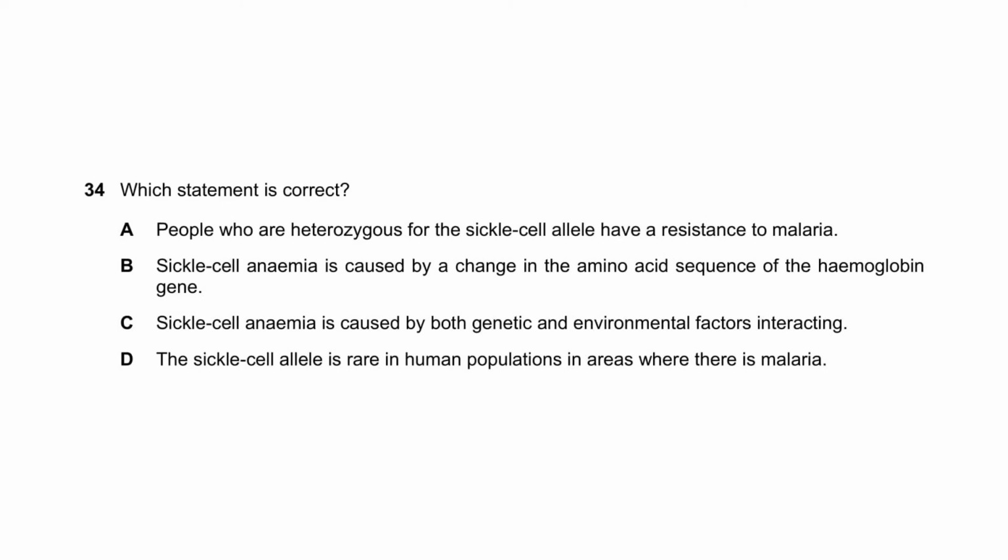Question 34 says which statement is correct? People who are heterozygous for the sickle cell allele have resistance to malaria. This is true because having even one copy of the gene provides resistance to malaria. Sickle cell anemia is caused by a change in the amino acid sequence. This is wrong because it's a change in the DNA sequence, which then causes a change in the amino acid sequence. Sickle cell anemia is caused by both genetic and environmental factors interacting. This is wrong because it's only genetic, based on the DNA sequence. The sickle cell allele is rare in human populations in areas where there is malaria. This is not true because it's not rarer.